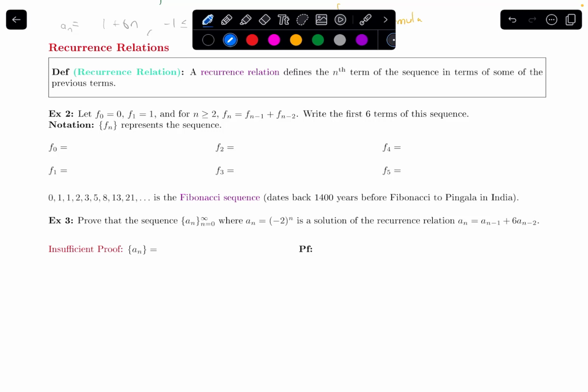In this video, we'll talk about what recurrence relations are. A recurrence relation defines the nth term of a sequence in terms of some of the previous terms. So let's give an example.